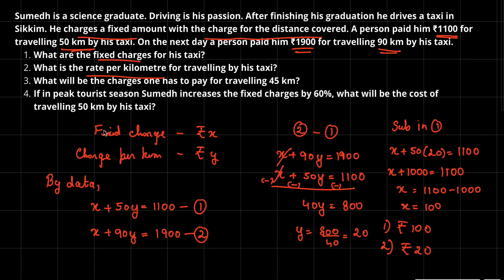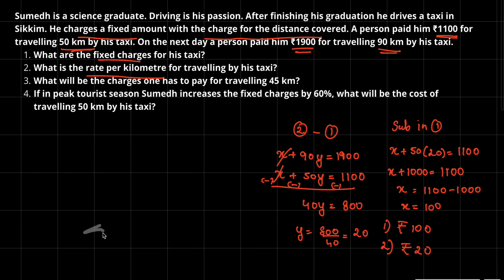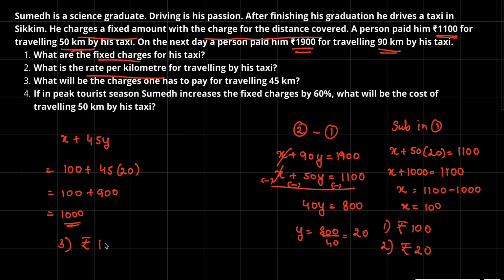Now for the next part, they have asked us what will be the charge one has to pay for traveling 45 kilometers. So now for 45 kilometers, again fixed charge plus 45 into Y, substitute the value. We calculated X and Y in the previous part. 100 plus 45 into 20, 100 plus 900, and that will be 1000. So the third answer will be rupees 1000.